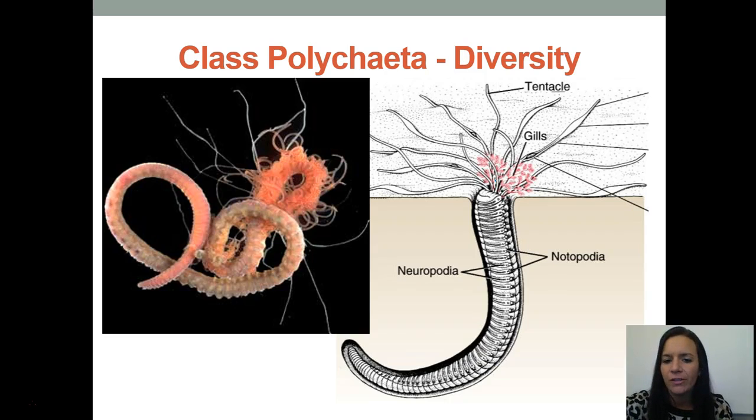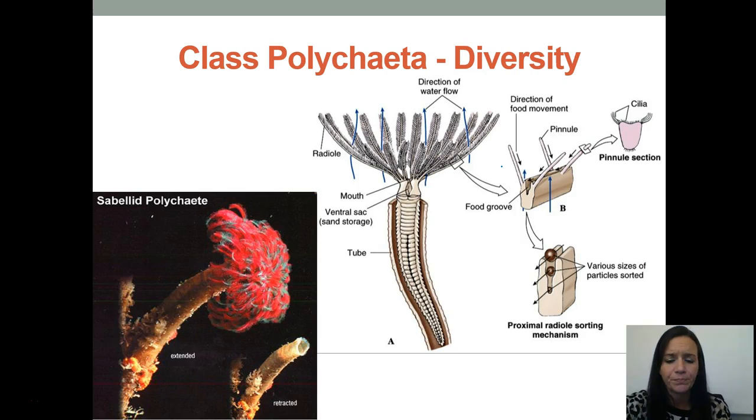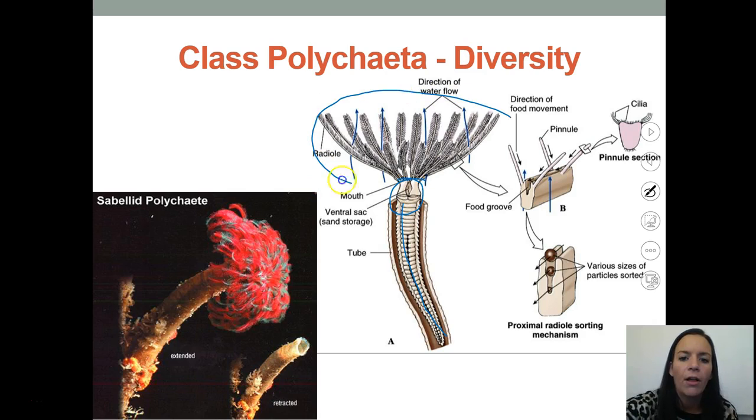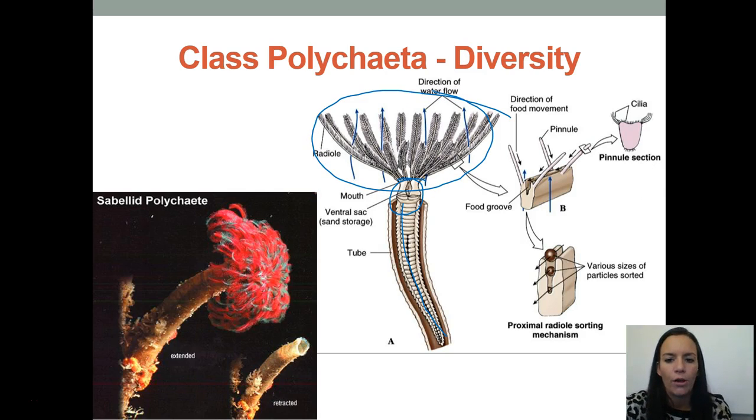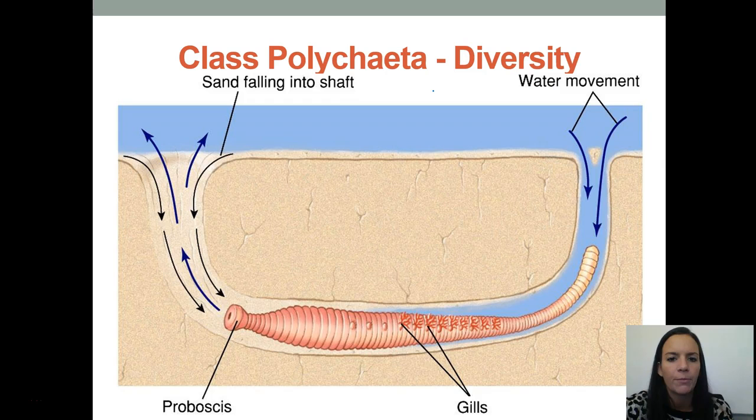Here's a look at just some of the diversity. So this is one type. As you can see, it's in a tube, so it's below ground. And this is the part that comes above, and this one has gills. Here's another example. These ones look a little feathery, but they're in the tube, their mouth is here, and then they have all of these to help with water flow through and helping them feed.